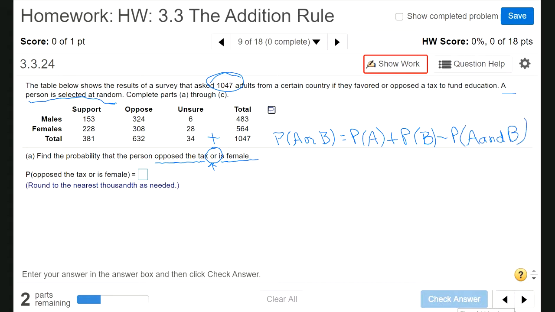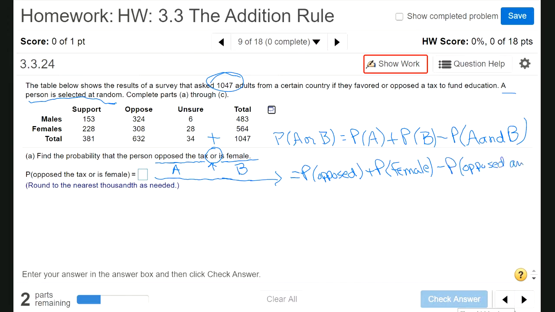So if we call this A and this B, then if I'm doing probability opposed to the tax or is female, then that's going to equal, let me bring this over here, the probability of A, so the probability they opposed the tax, plus the probability of B, which is female, minus the probability of both, that they opposed and are female.